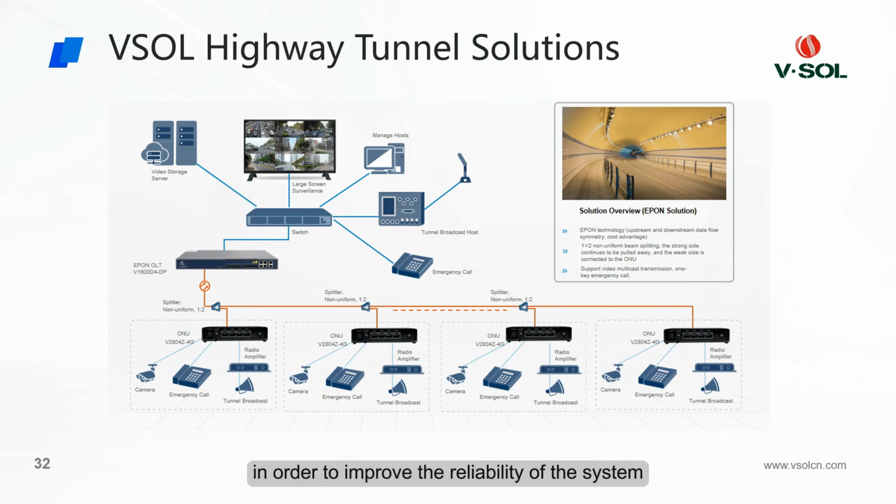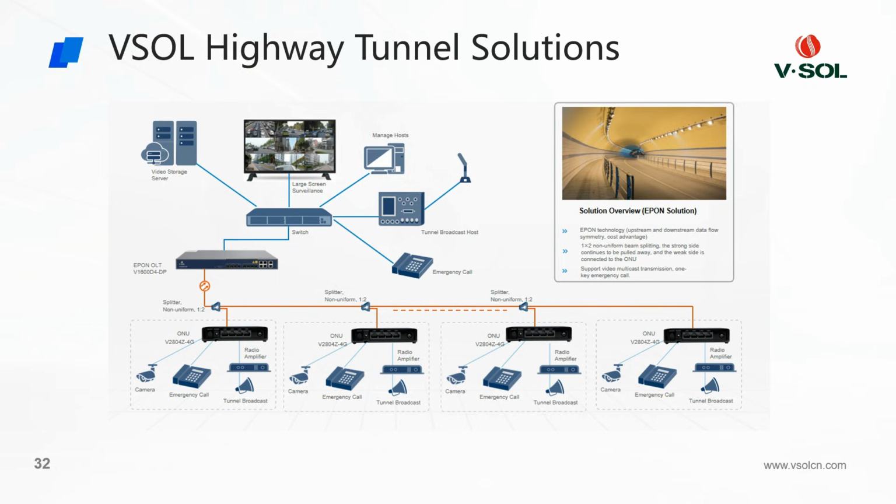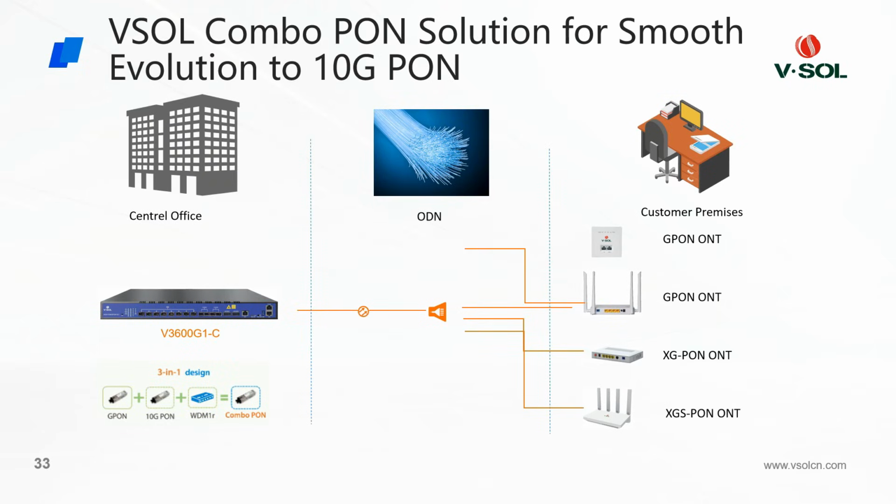In order to improve the reliability of the system, this system adopts PON optical fiber transmission technology, which merges the emergency telephone system and the tunnel broadcast system into one system, sharing a set of main control machines. This is a relatively new solution.